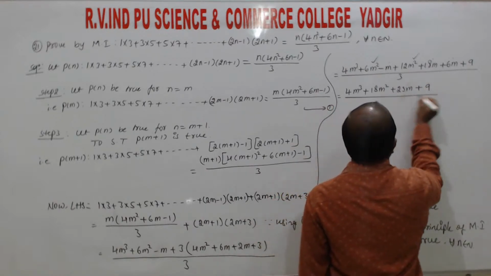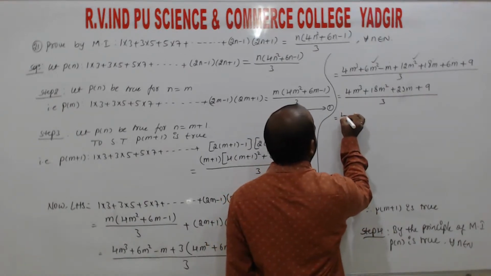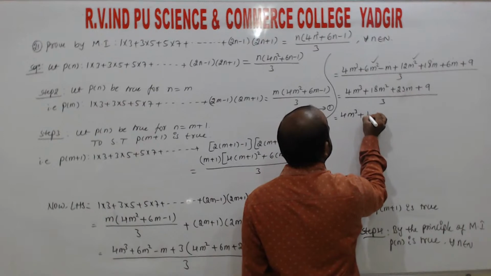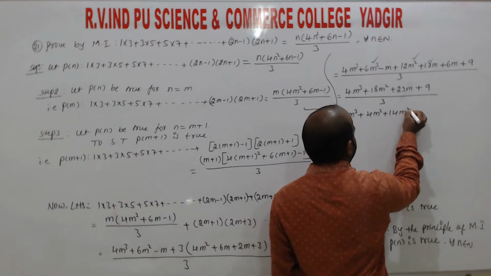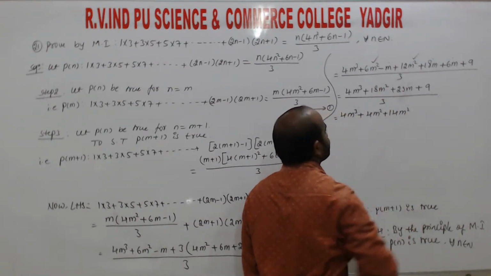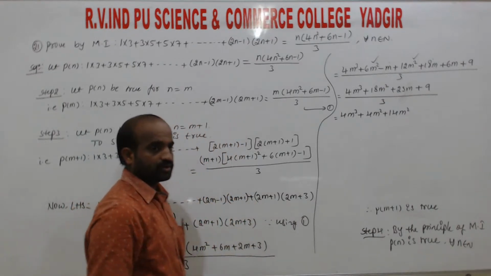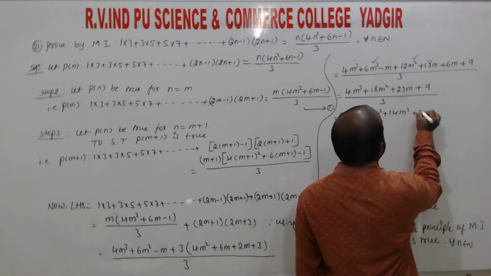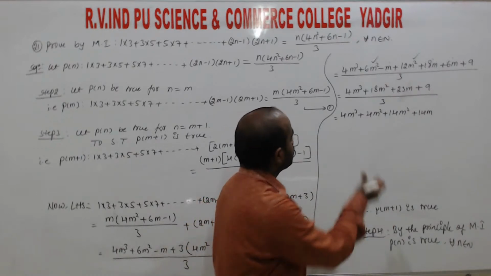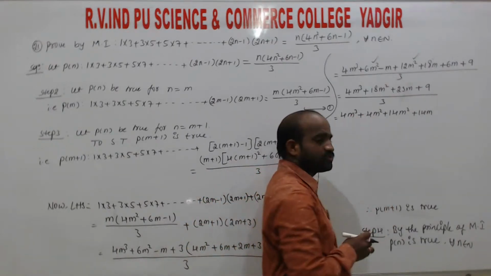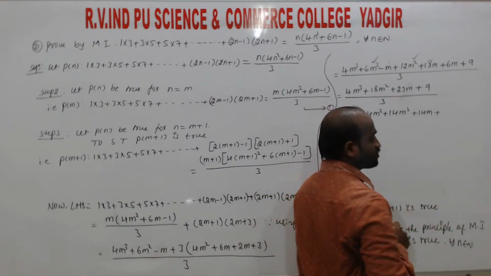Whole divided by 3. Splitting the numerator, it can be written as 4m square plus 14m square, 18m square. Next term, m plus 1 is common, converting that. Next, 23 can be written as 14m. 14m is common, then we will get m plus 1. First two terms, 4m square is common, m plus 1.